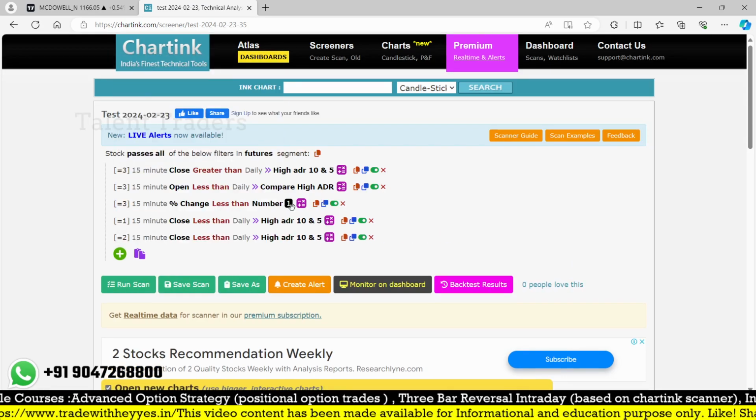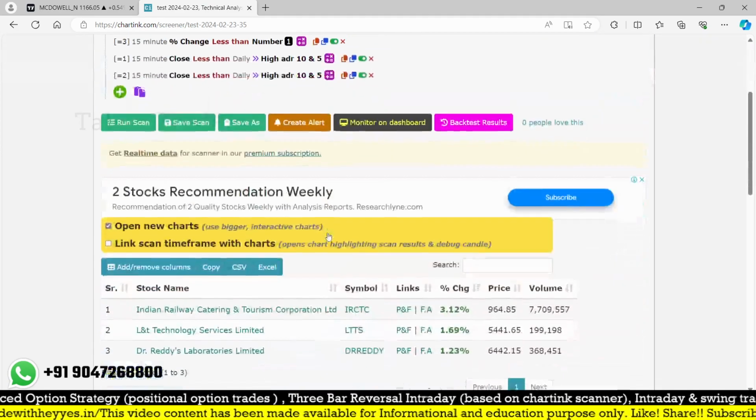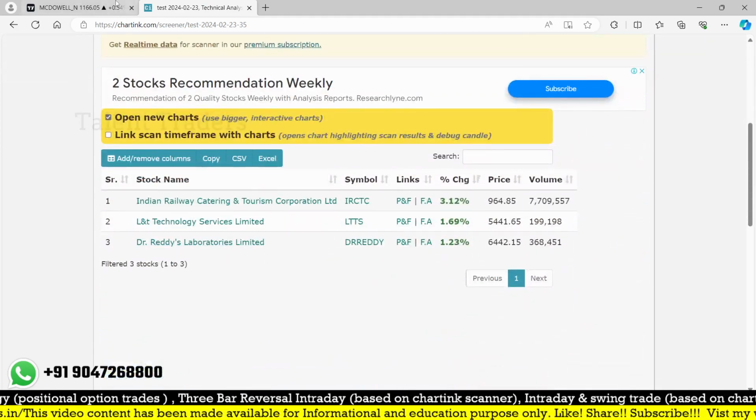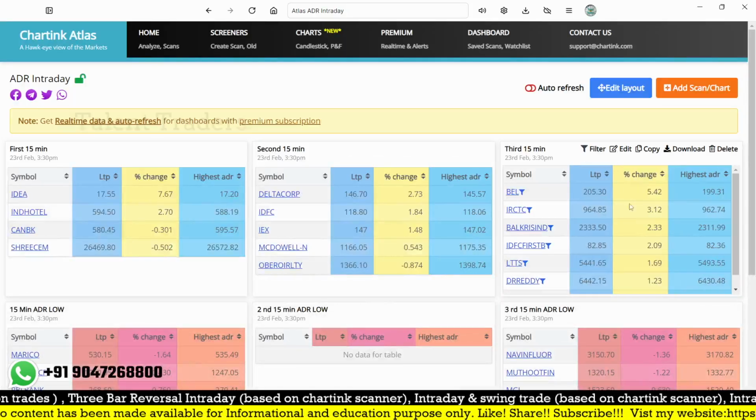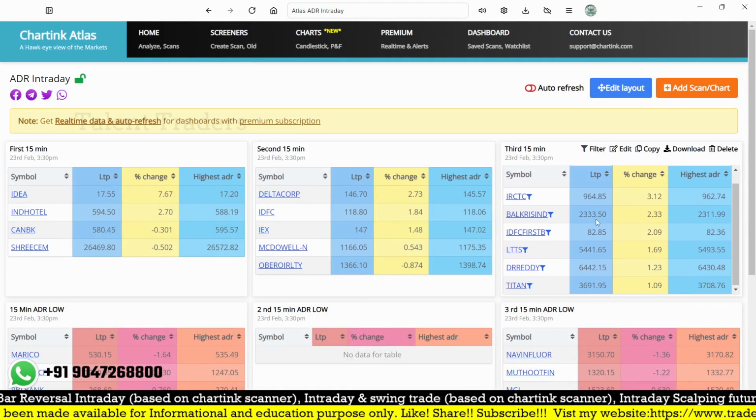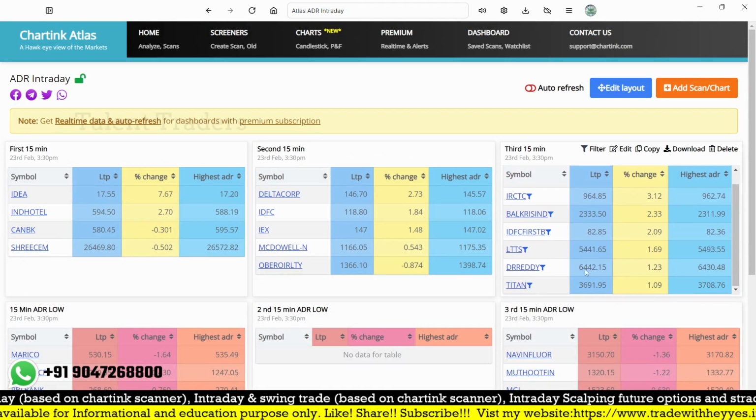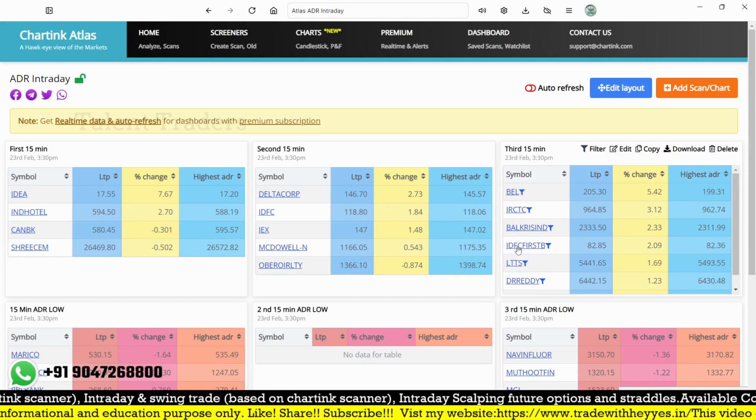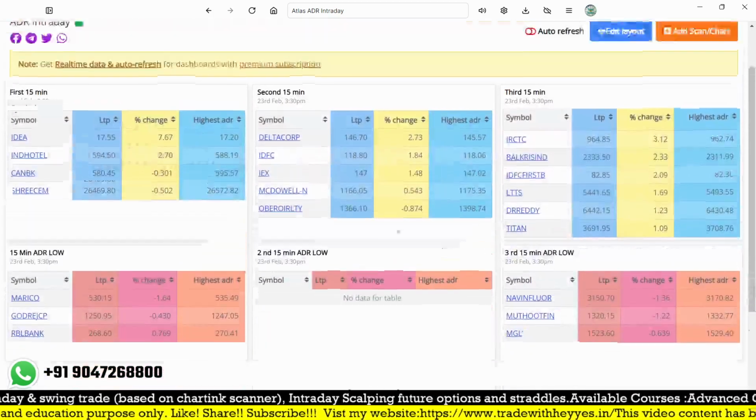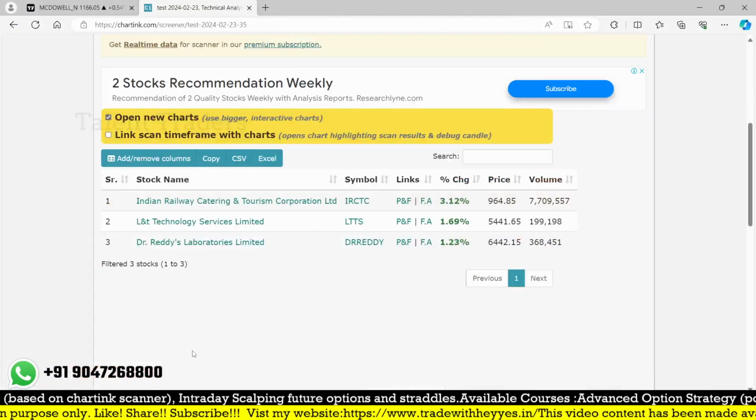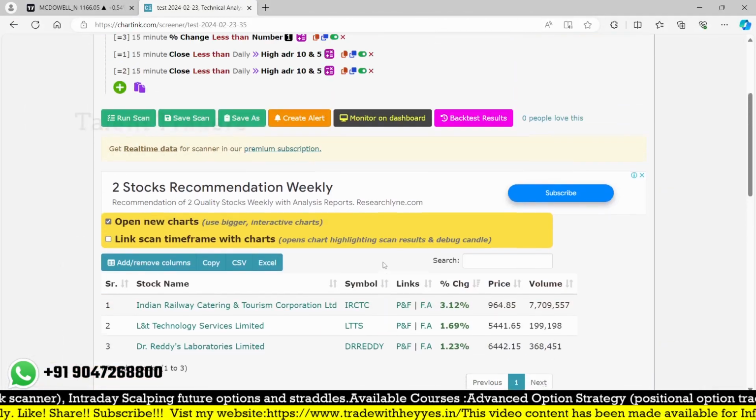Okay, so this is for the third candle. Let me go for only 3 stocks. In normal ADR this is perfectly working, but you have to find out the stocks. On the third candle, 1, 2, 3, 4, 5, 6, 7 stocks, but as per these new conditions, we are finding only 3 stocks on the third candle.